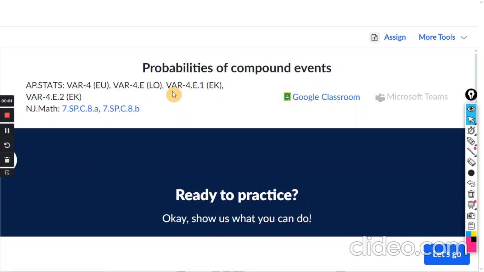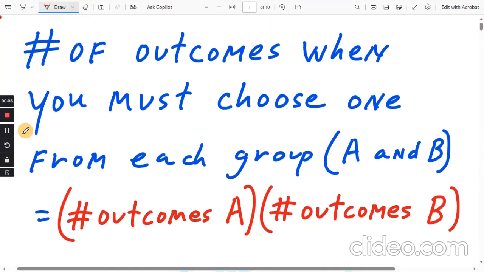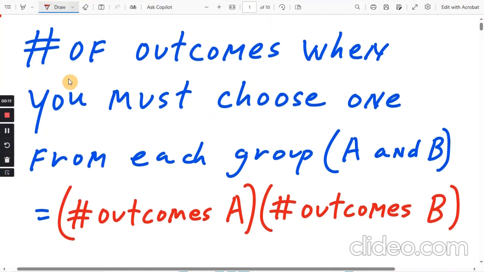This will be for the exercise, probabilities of compound events. So just some brief notes real quick. This is for the number of outcomes when you must choose one from each group. Let's say you had groups A and B. That would be the number of outcomes in group A times the number of outcomes in group B. And you can extend this to 3 groups, 4 groups. You can extend this to anything 2 or more.